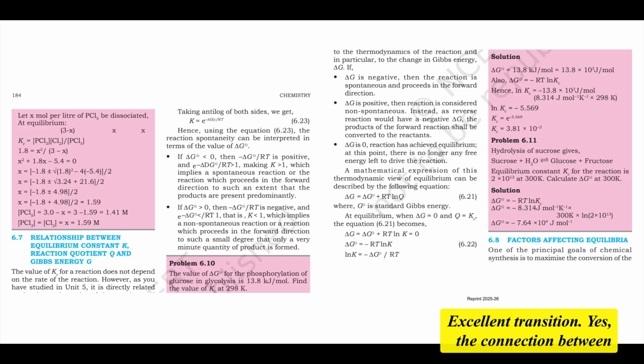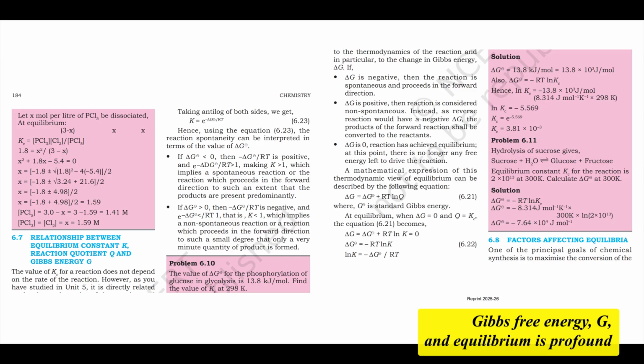Excellent transition. Yes, the connection between Gibbs free energy, G, and equilibrium is profound and provides a thermodynamic basis for why equilibrium occurs. From thermodynamics, you'll recall that the change in Gibbs free energy, ΔG, for a process at constant temperature and pressure tells us about its spontaneity. If ΔG is negative, ΔG < 0, the reaction is spontaneous in the forward direction as written. If ΔG is positive, ΔG > 0, the forward reaction is non-spontaneous. Instead, the reverse reaction is spontaneous.